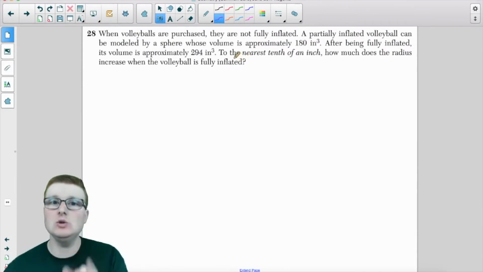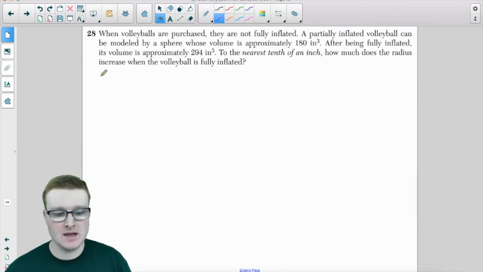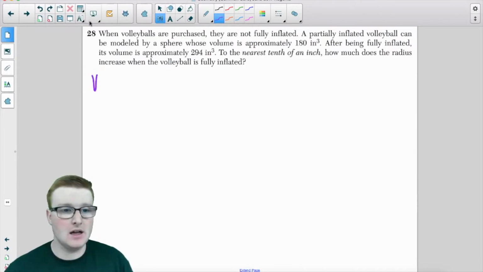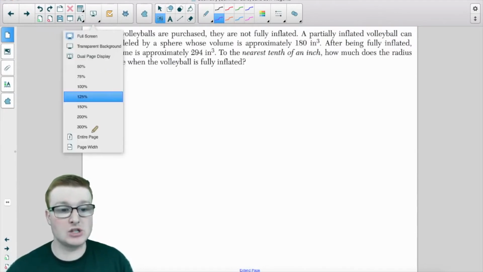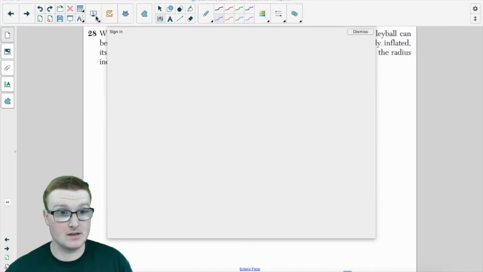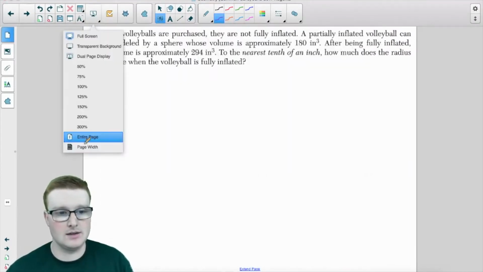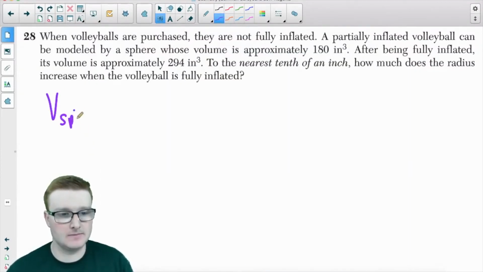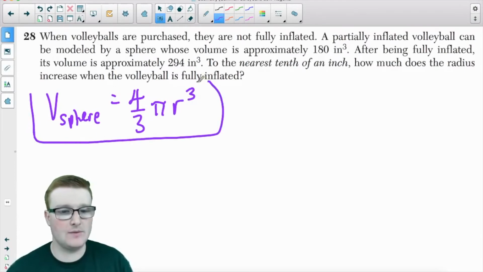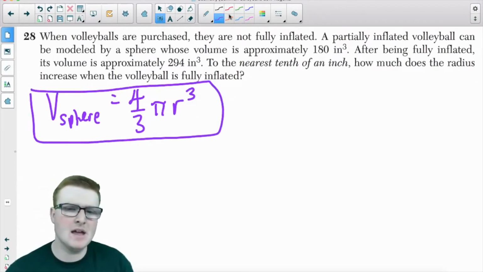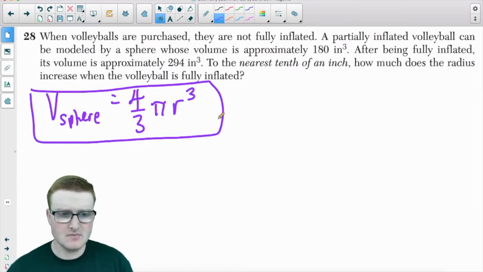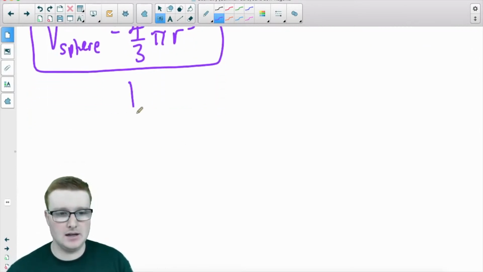Okay, you need to set up two equations. First of all, you need to know the volume of a sphere, which can be found on your reference sheet. The volume of the sphere is equal to 4/3 pi r cubed. That is the volume formula of a sphere. Pretty important to know that. Now, I'm going to calculate the volume of the deflated volleyball.